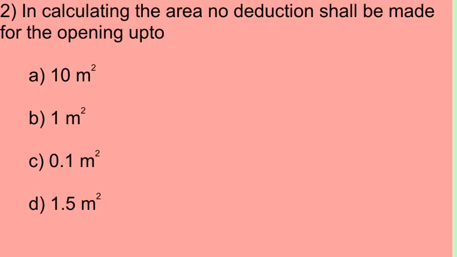Second question. In calculating the area, no deduction shall be made for the opening up to option A 10 meter square, option B 1 meter square, option C 0.1 meter square, and option D 1.5 meter square. In calculating the area, no deduction shall be made for the opening up to 0.1 meter square.